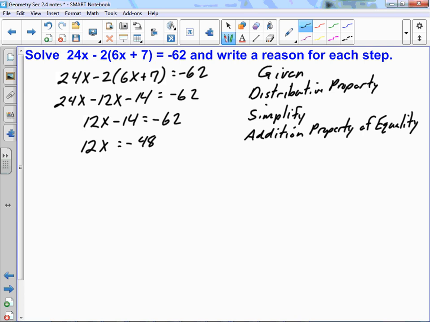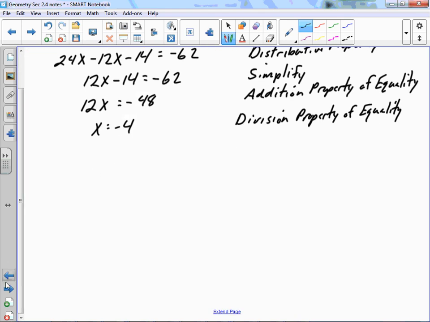Equality. And lastly, divide both sides by 12. That'll give us x equals negative 4. And dividing both sides by negative 12 is the division property. All right, so now moving on.